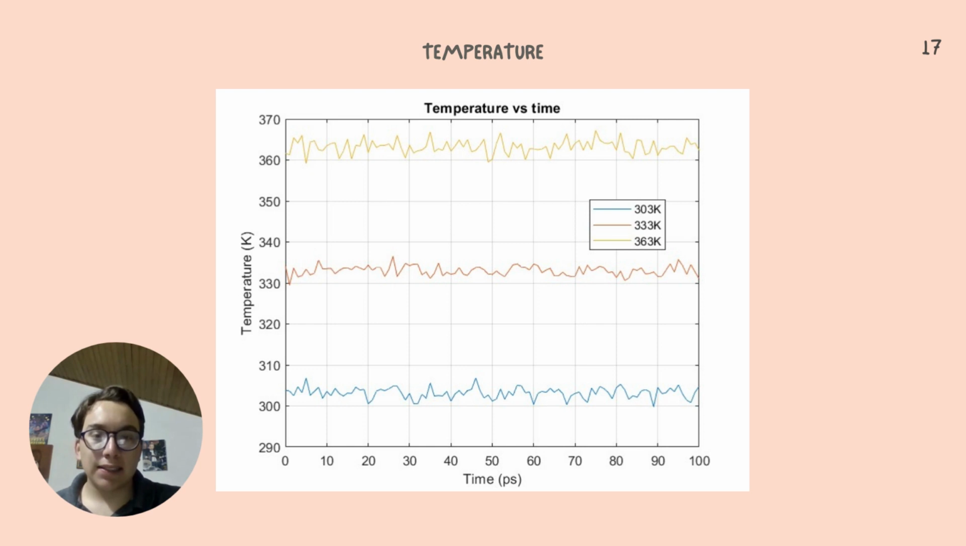If we analyze this graph of temperature versus time, we can conclude that we have the same behavior as the last two graphs, potential and kinetic energy. Basically, the same thing happens here. The temperature wants to stay at the calibration point, which in this case are the temperatures that we want to reach: 303 Kelvin, 333, and 363 Kelvin.